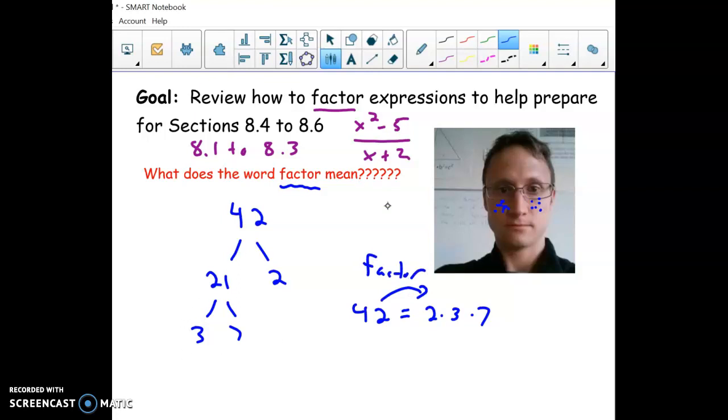All right, and so we're just going to factor these expressions. Some of which don't factor. These two are actually two expressions that don't factor, but that's what we're going to try and do, is factor expressions.